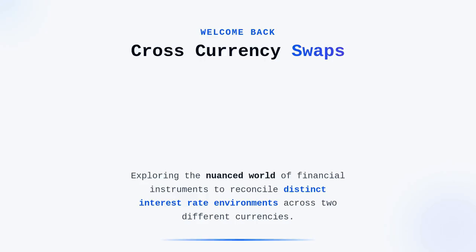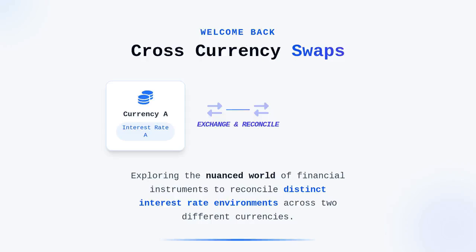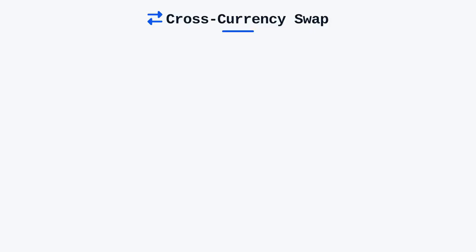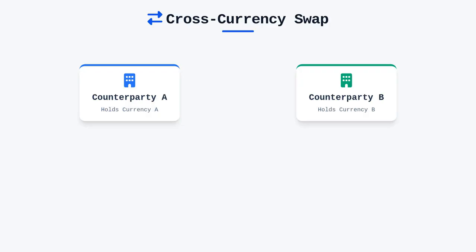Welcome back. We are now moving into the nuanced world of cross-currency swaps, where we reconcile distinct interest rate environments across two different currencies. A cross-currency swap is a contractual agreement between two counterparties to exchange interest payments and principal amounts in two different currencies. Unlike a standard interest rate swap, where only interest cash flows are exchanged based on a notional amount in a single currency, these instruments involve the transformation of debt from one currency into another.